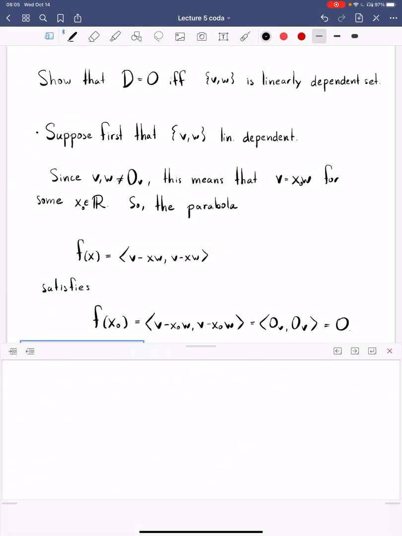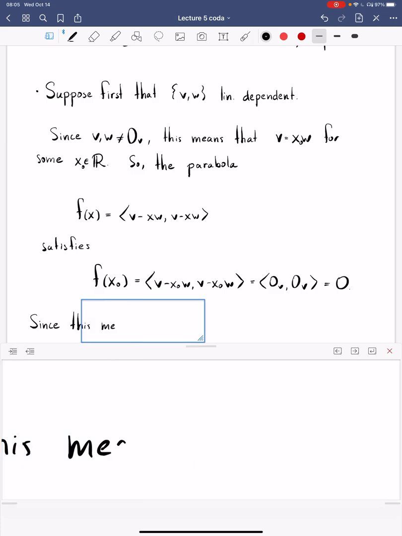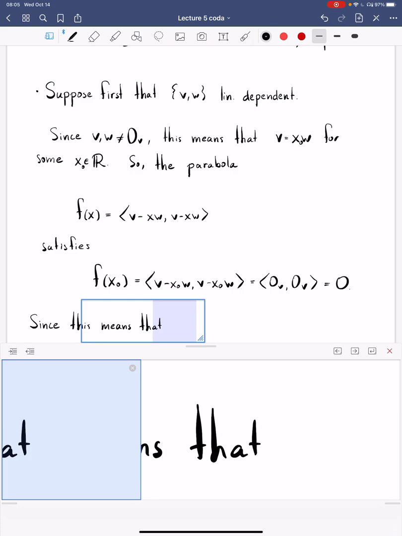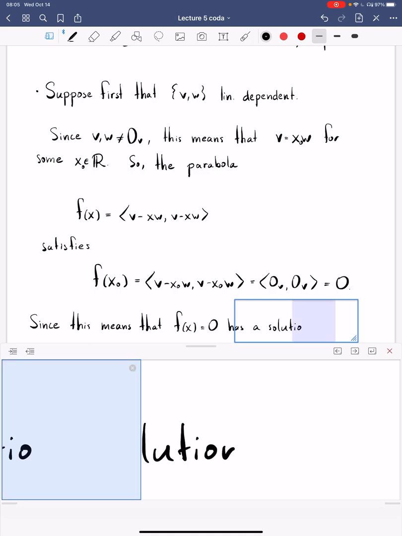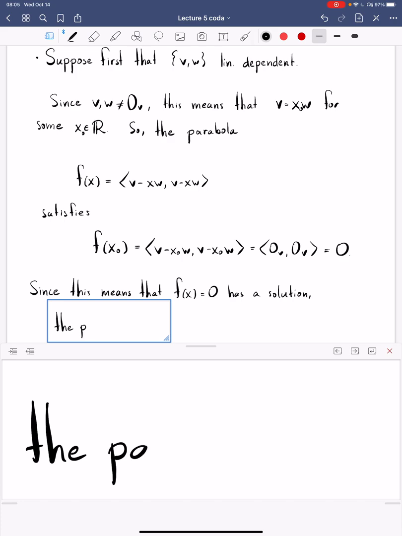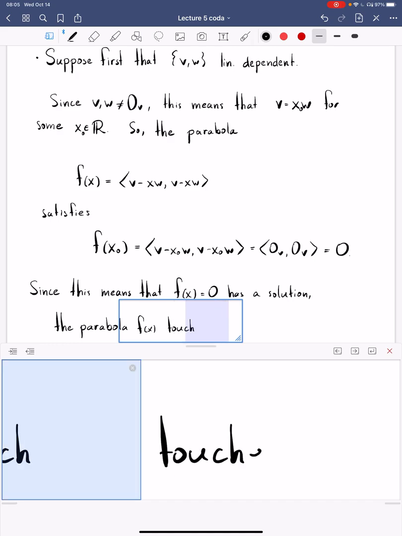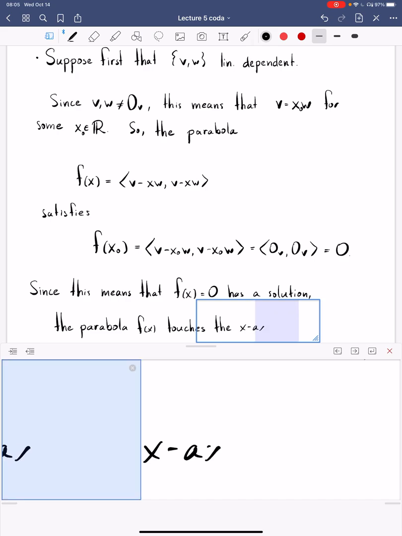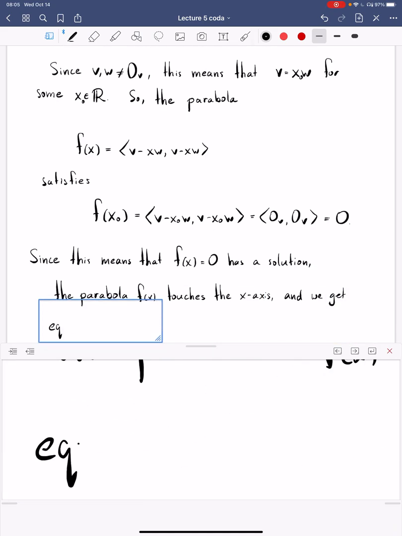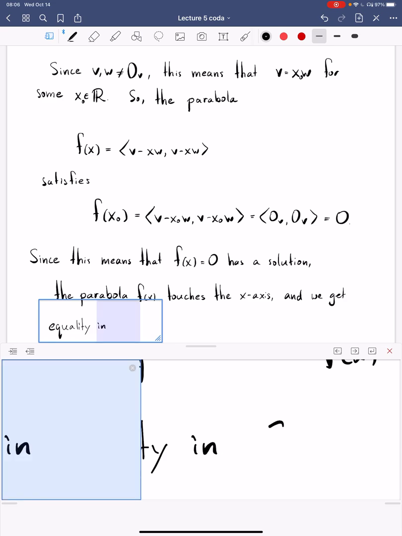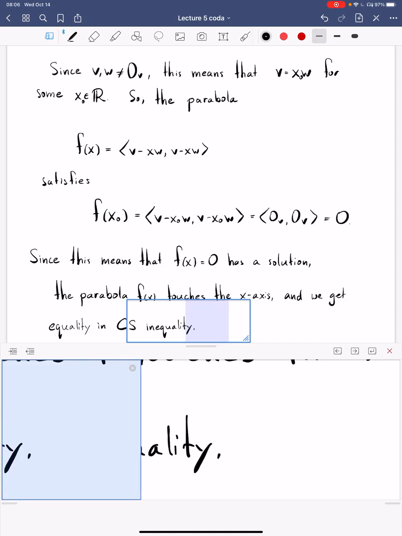So since this means that f of x equals 0 has a solution, the parabola f of x touches the x-axis, and we get equality in the Cauchy-Schwarz inequality. Okay, so that's one direction, right?